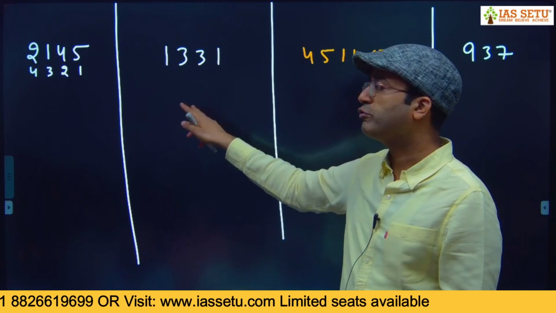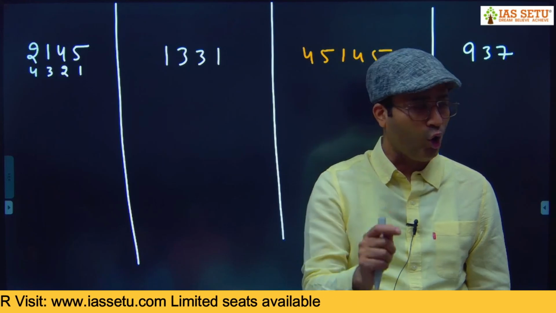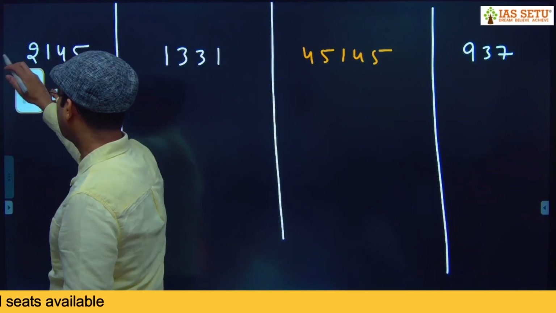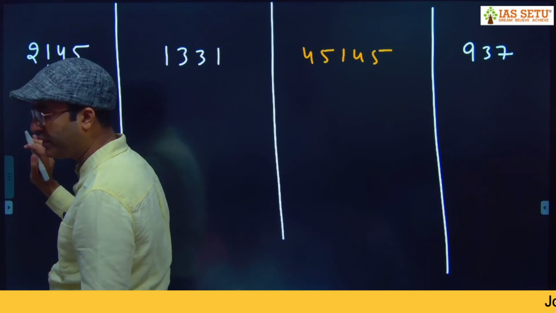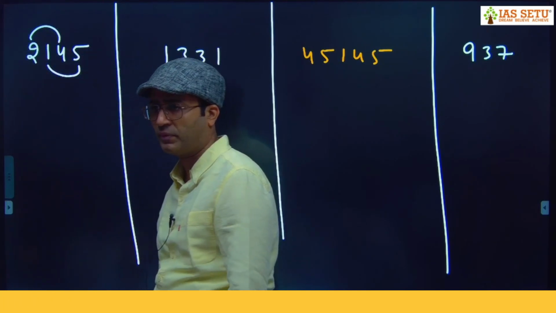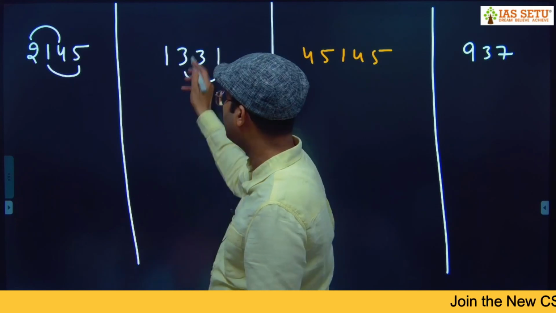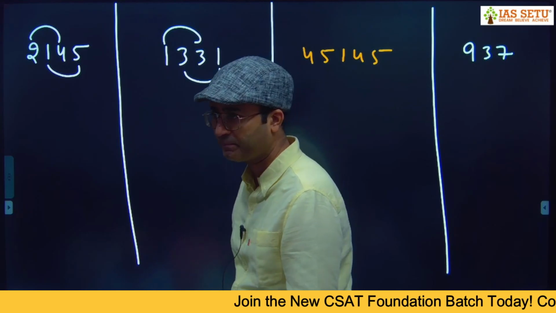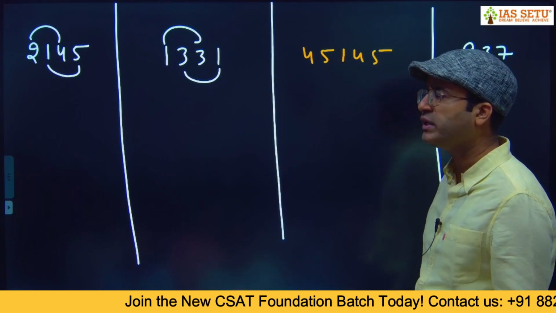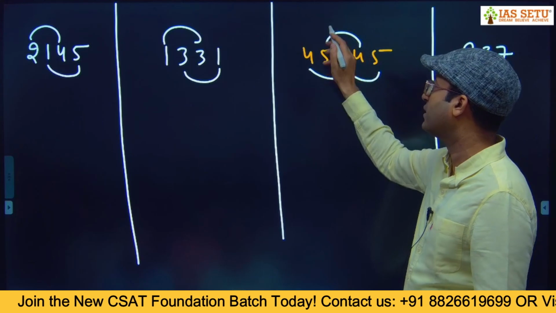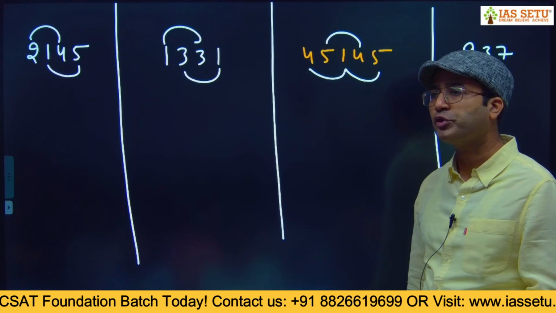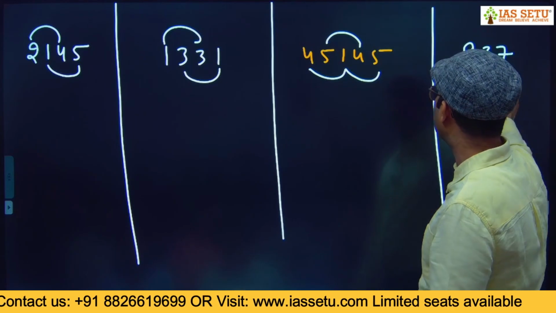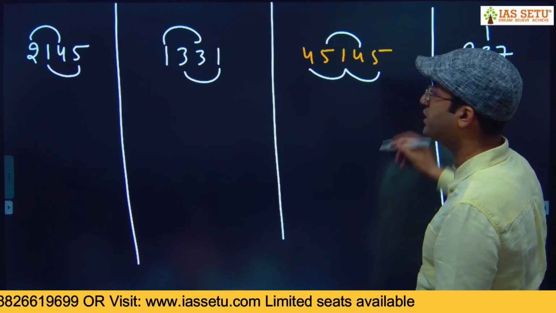So what we have to do is make two teams alternately: odd place digits separately, even place digits separately. So here I take 5 and 1 in one team, 4 and 2 in a different team. Here 1 and 3 in one team, the second digit and the fourth digit in a separate team. If there are 5 members, don't worry, in one team you will have 3 members, in another team you will have 2 members. But you have to take odd place digits separately, even place digits separately. Here you take 9 and 7 in one team, 3 in another team.